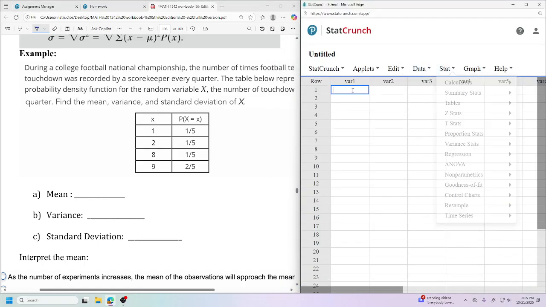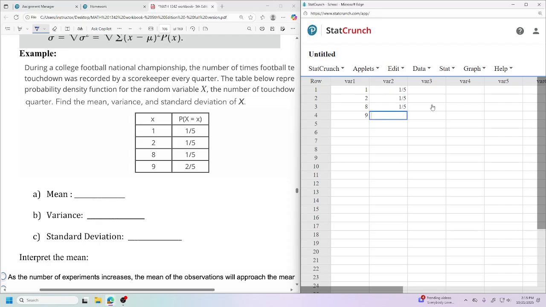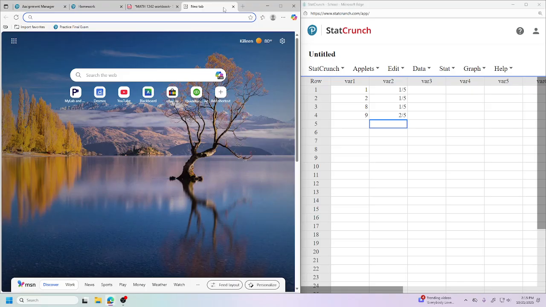First off, I need to fill in my notes. So I got a 1, a 2, an 8, a 9. You see that? It's not 1, 2, 3, 4. And then I wanted to say 1/5, 1/5, 1/5, 2/5. But it doesn't compute that, honestly. It just doesn't understand. I got the wrong answer, I'm just telling you. I went and did it. It doesn't understand a slash.